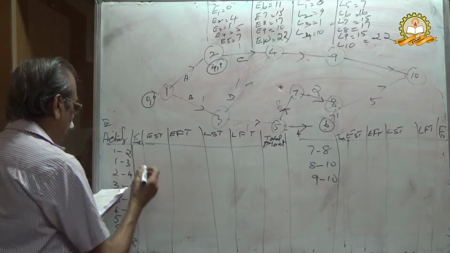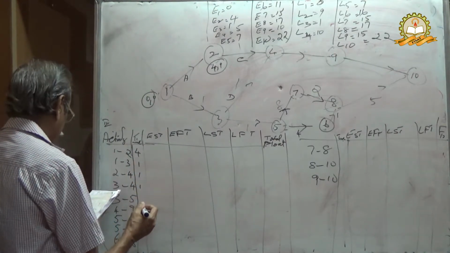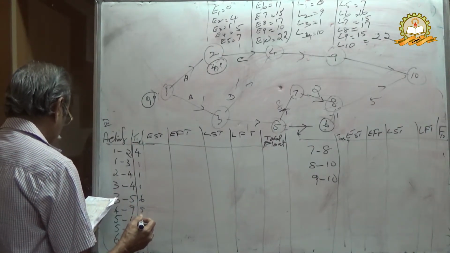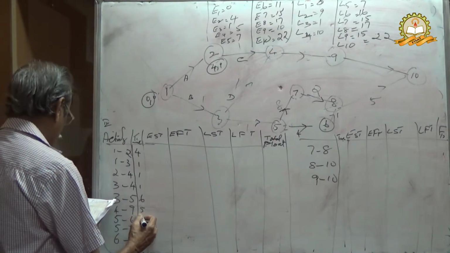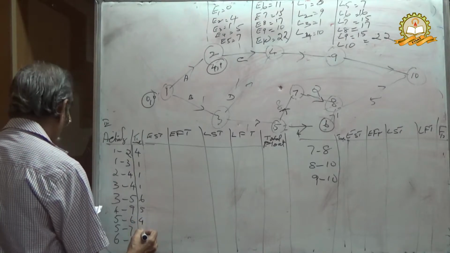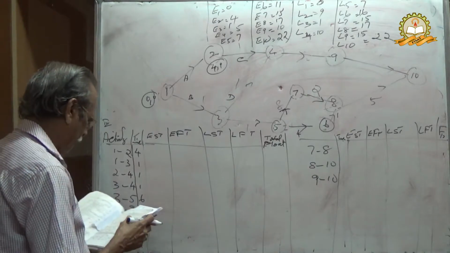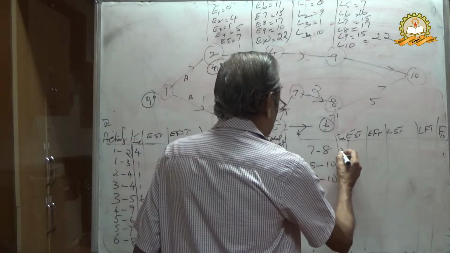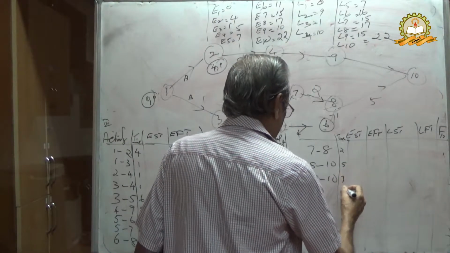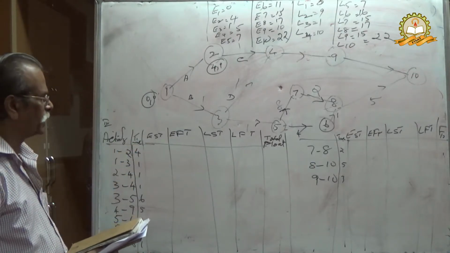Time given is 1 to 2, 4; 1 to 3, 1; 2 to 4, 6; 3 to 4, 5; 3 to 5, 6; 4 to 9, 5; and so on, up to 8 to 10, 2 and 9 to 10, 5 or 7. Therefore, you repeat the activity given in the question and the time also is recorded as given.